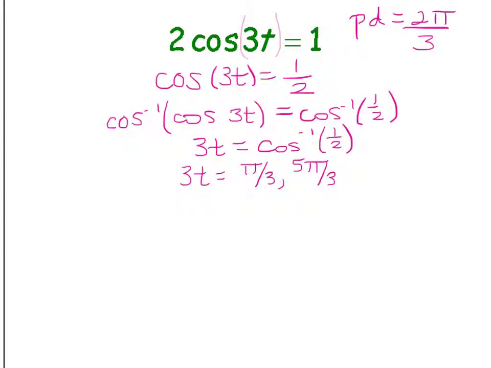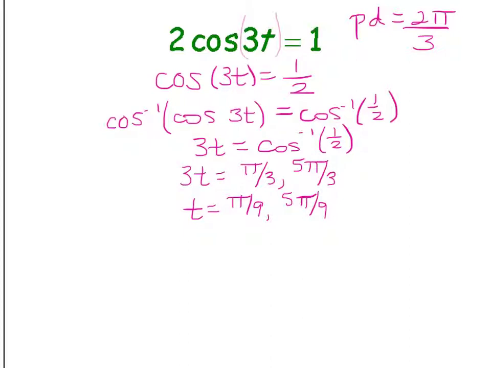Ordinarily when I was just working with t, I could find that cosine was 1/2 at pi over 3, at 5 pi over 3, and then every 2 pi radians after that, because that's how often the cycle repeated. Now our cycle is repeating every 2 pi over 3 radians. So we have to consider that as we are looking for additional values. But first let's finish this out and divide everything by 3. If I divide by 3, then t equals pi over 9, 5 pi over 9.